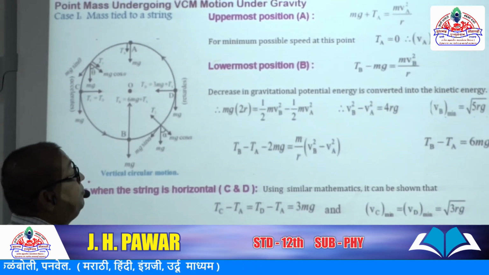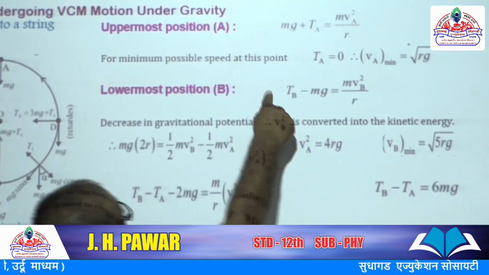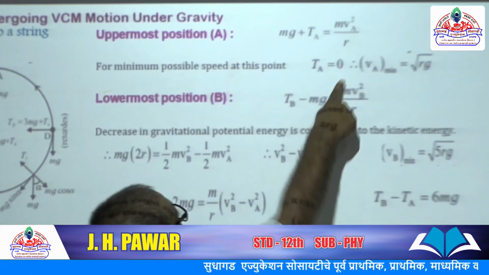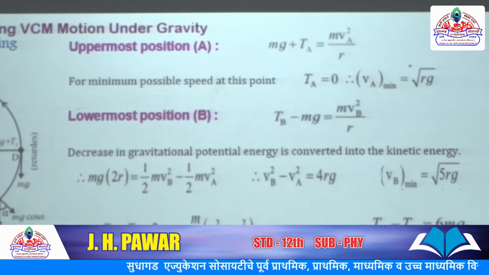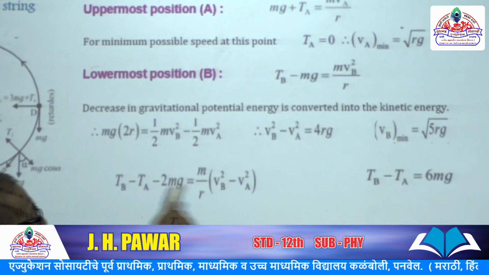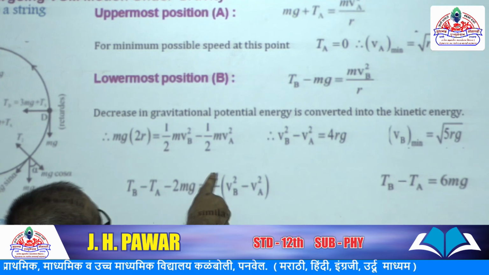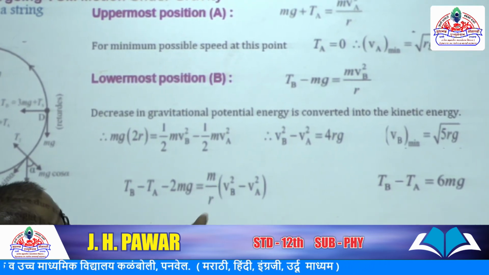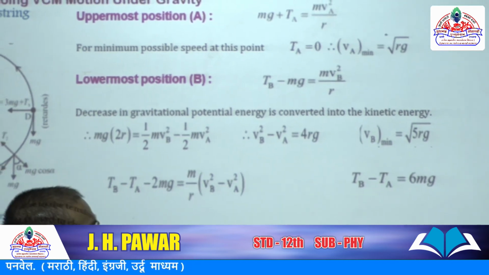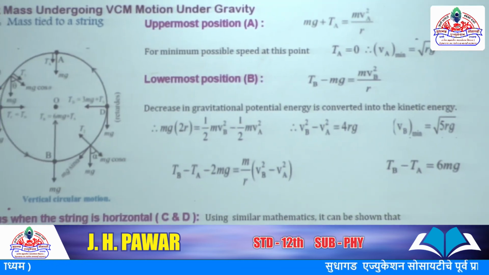And thereafter, another thing is there. If we subtract both terms, TB minus TA, minus mg means minus 2mg, m upon r is common, vb square minus va square. We know vb square minus va square is 4rg. And here 4rg is taken, r gets cancelled. Then here we get 4mg, and here 2mg is taken to that side. Then we get TB minus TA equals 6mg. This is the difference in the tension.